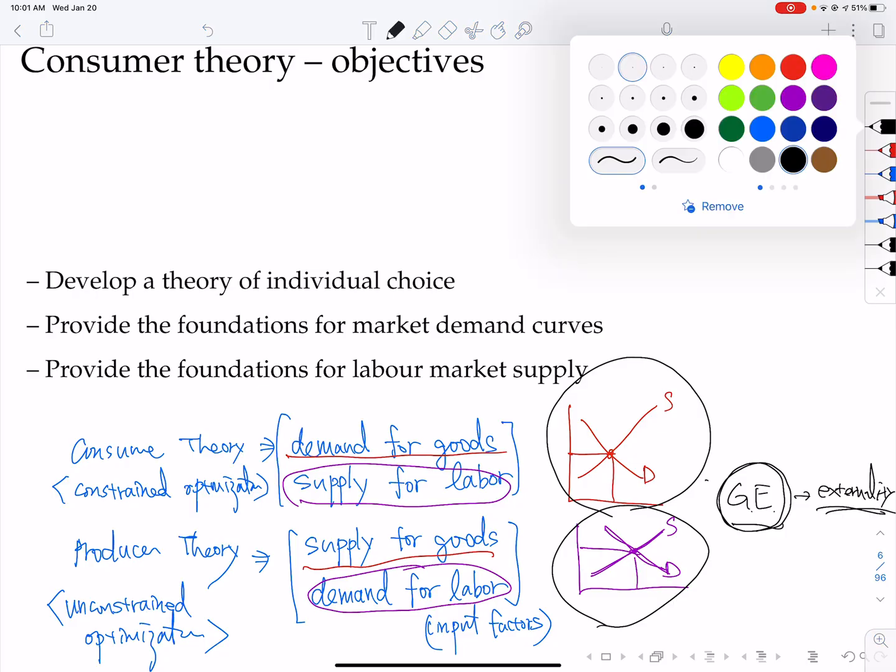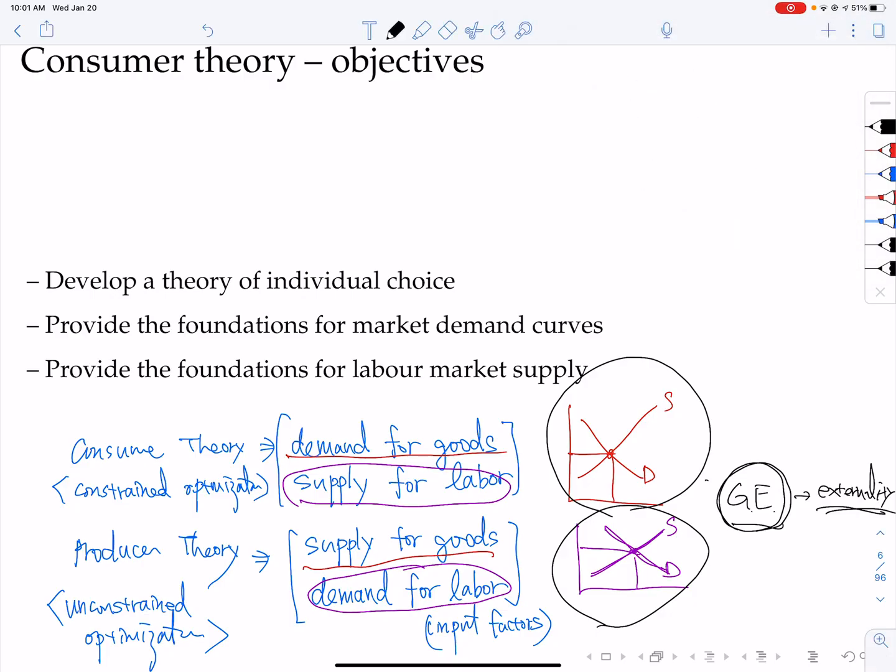All right, so for the next 3 or 4 weeks, we're going to develop consumer theory, and as I mentioned in the last lecture, this is the most important part of this course because it is going to be the basis for everything. So if you don't follow the first 4 weeks, then you will never follow the rest of the course. You really need to master the first 3 to 4 weeks of this course.